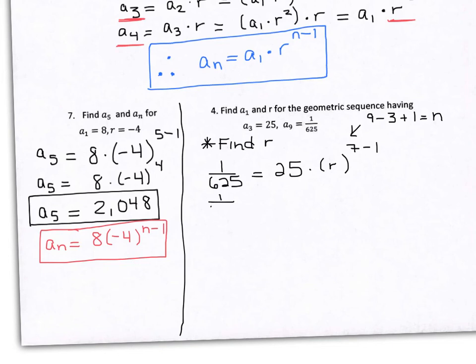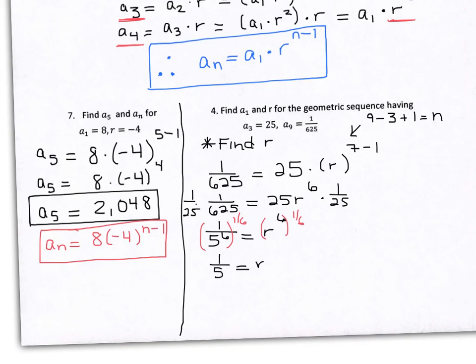Which now simplifies into 1 over 625 equals 25 r to the 6th. I'm going to divide by 25, or actually I'm going to multiply by 1/25, same thing. I know that 625 is 5 to the 4th, and 25 is 5 squared, so this turns into 1 over 5 to the 6th equals r to the 6th. I'm going to raise each side now to the 1/6, and I will have 1/5 equals r. Uh-oh, where's my mistake? I just took essentially the 6th root, which means I need a plus or minus.